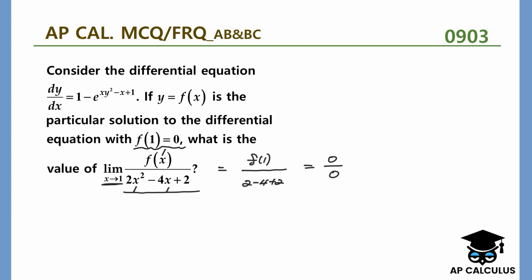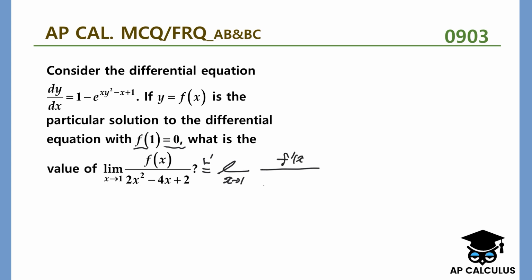Then we're going to have to apply L'Hopital's rule, right? Let's erase all this, and we're going to apply L'Hopital's rule. So it's equal to the derivative of f, which is just f prime of x, and the derivative of the denominator, that's going to be 4x minus 4, right?